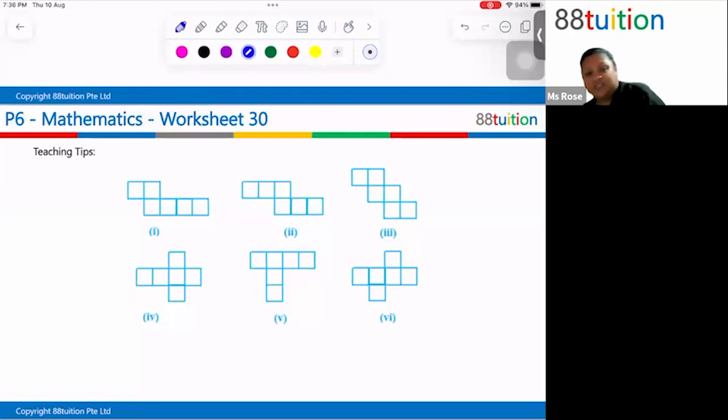Can you envision it and tell me, is number one the net of a cube? Yes or no?